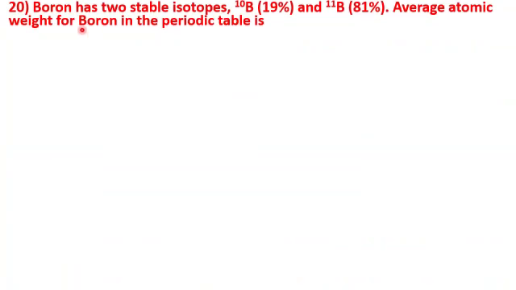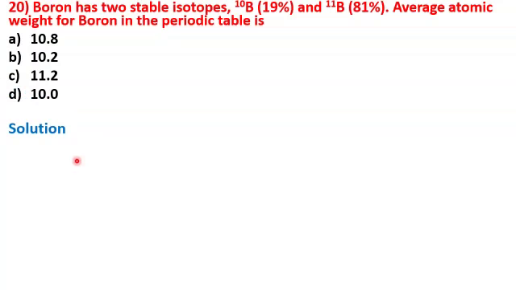Number 20. Boron has two stable isotopes, 10 boron, which is having relative abundance of 19%, and 11 boron, relative abundance 81%. Average atomic weight for boron in the periodic table is option A 10.8, option B 10.2, option C 11.2, option D 10.0. Let us see the solution.